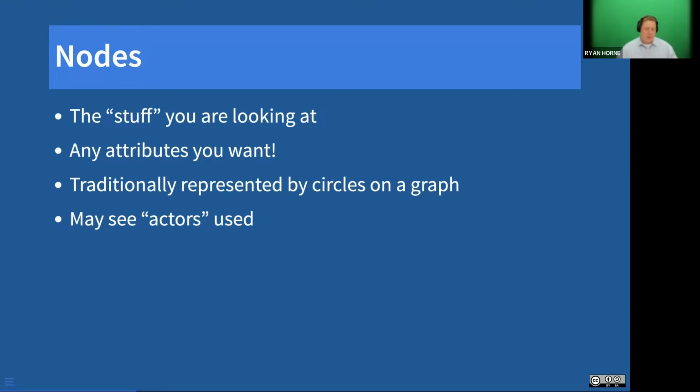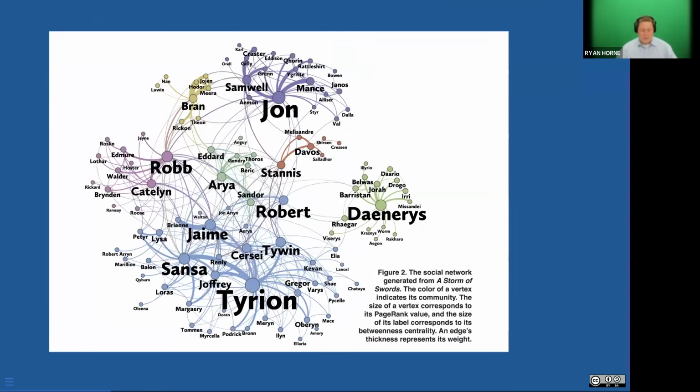And when you're doing network analysis, these entities can have any attributes you want. So you can say, oh, if they're people, we can do age, we can do education level, we can say favorite food, color shirt they're wearing. It doesn't matter. You can have as many attributes as you want. And these are traditionally represented by the circles on a graph. And so you'll see that when we're looking at network analysis, we're looking at networks like, say, this one, the nodes are the people. So like Jon Snow is a node, Tyrion is a node, and again, it's circles.